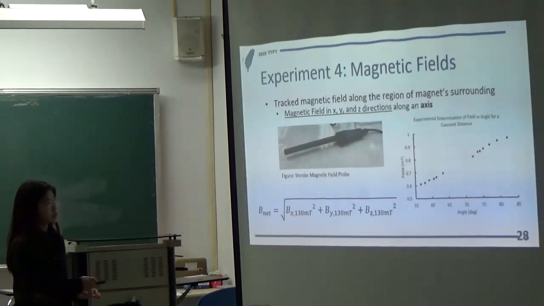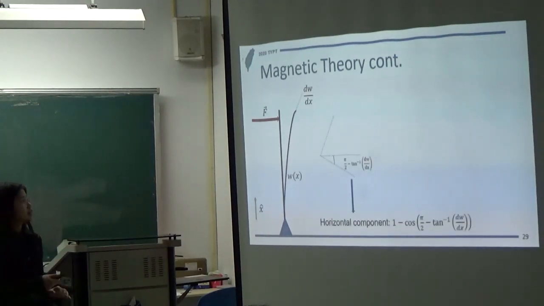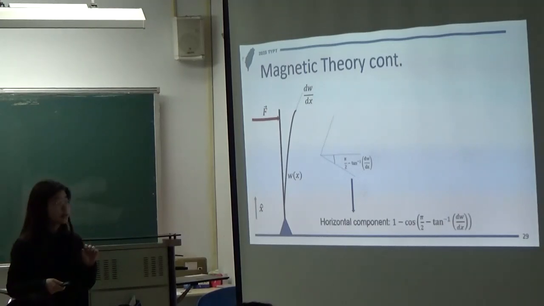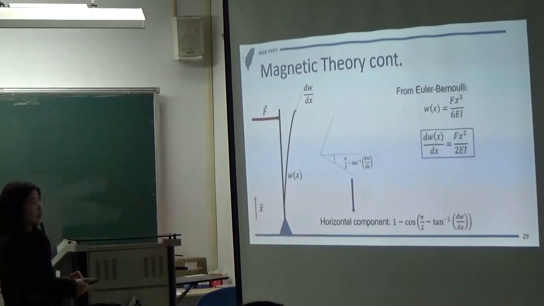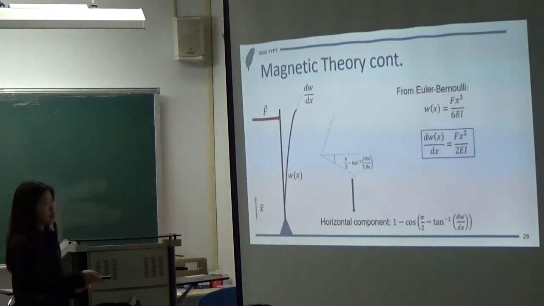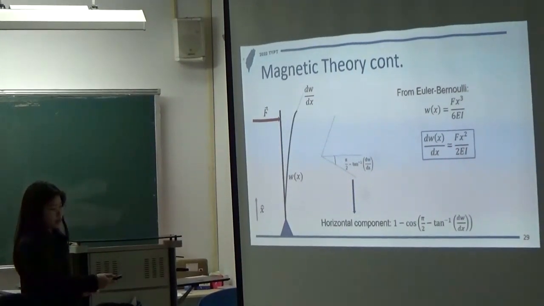The horizontal field is a function of angle. And so, magnetic theory continued. Since, due to deflections, there would be a vertical component in the magnetic field, not all of the magnetic field is directed straight to the other magnet. So essentially we have to find the horizontal component over here. And since it requires dw/dx, we get this value from Euler-Bernoulli's over here.